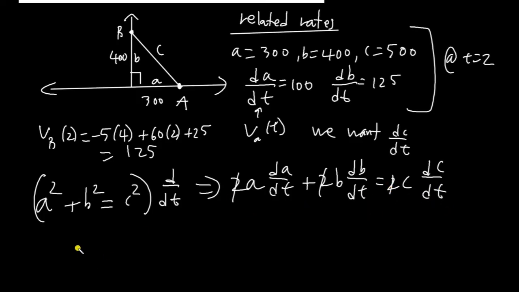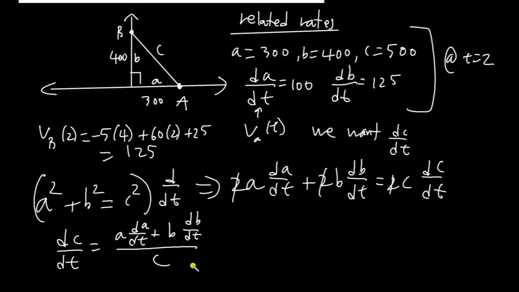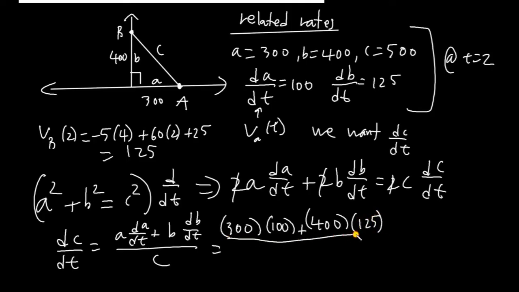I can solve this for dc/dt. dc/dt is equal to a dA/dt plus b dB/dt, all over c. Okay, and now I have all of these things right here. So all I have to do now is plug them in. A is 300, dA/dt is 100, B is 400, dB/dt is 125, C is 500.